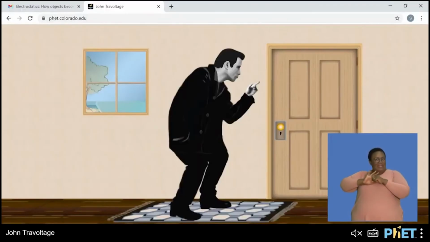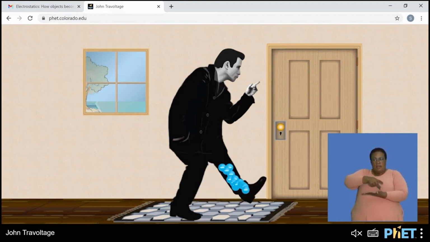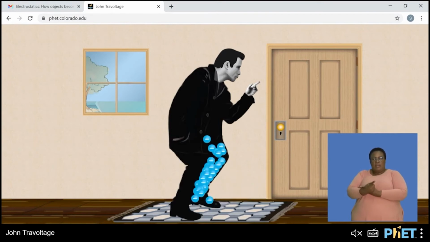Okay, so we've got a gentleman there, John Travolta. That's the name of the Travoltage, the name of the simulation. Now John is standing on the surface of a mat. The mat on itself is an insulator. Remember, in terms of physical properties, insulators don't allow charge to be transmitted through them. But because of contact, if John moves his foot, look at what is happening there.